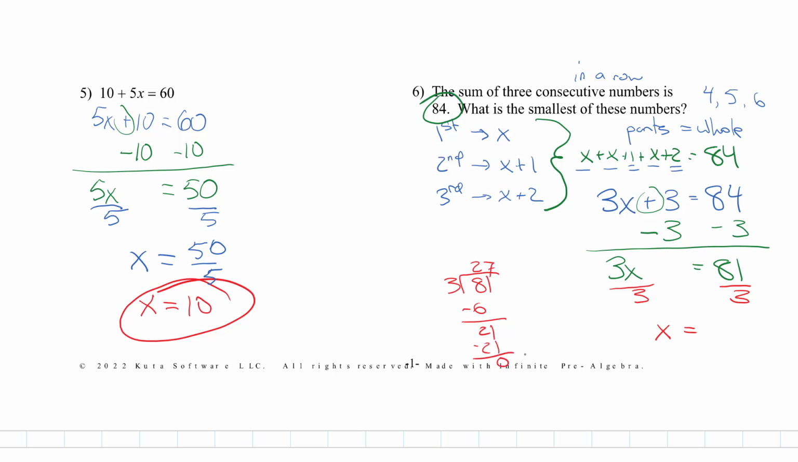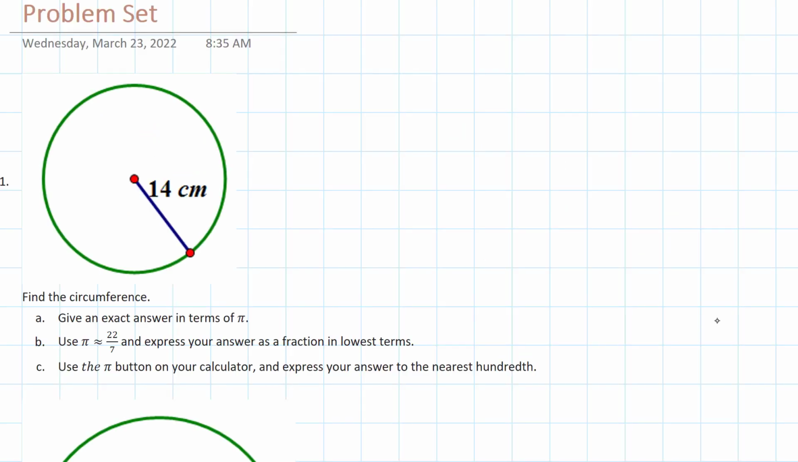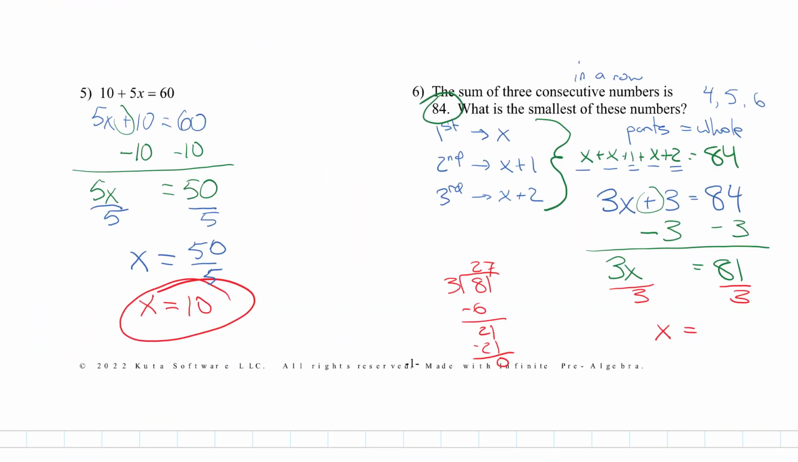And that's what I was hoping for. Okay, so x, let's see, that's 27. Check my signs. Positive over positive gives me a positive. There's my answer, and it just wants the smallest. But the numbers would be 27, 28, and 29, all add up to be 84. Okay, let's flip the page over.